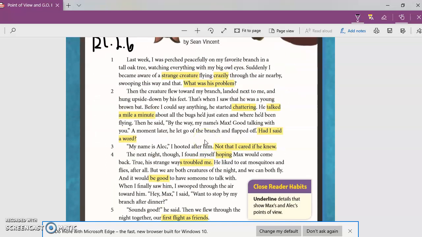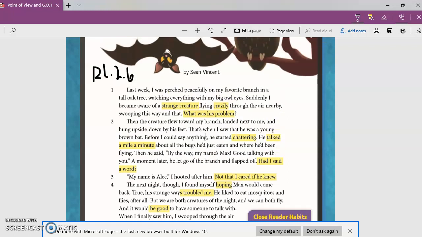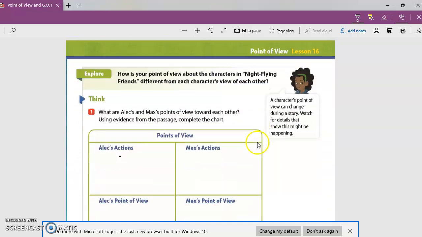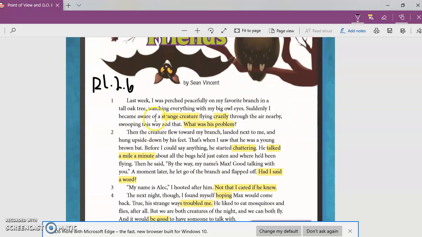Something else that you can do is go ahead and look at some of the words that stand out to you, which I previewed the text before and just highlighted some important words that would help me figure out the point of view. So after we're done reading, we're going to fill out this chart together.